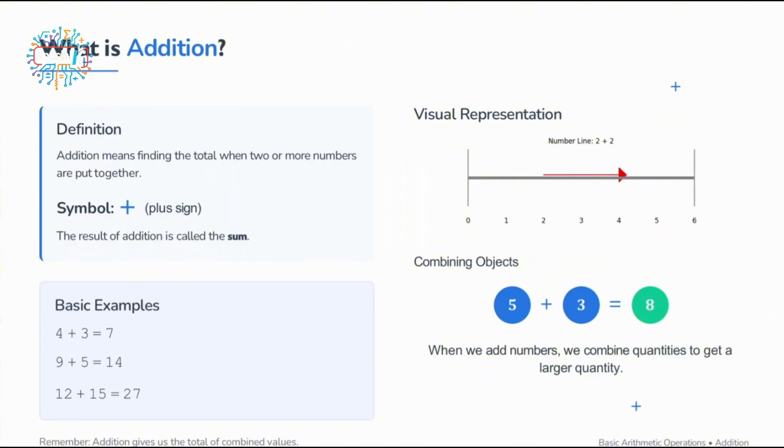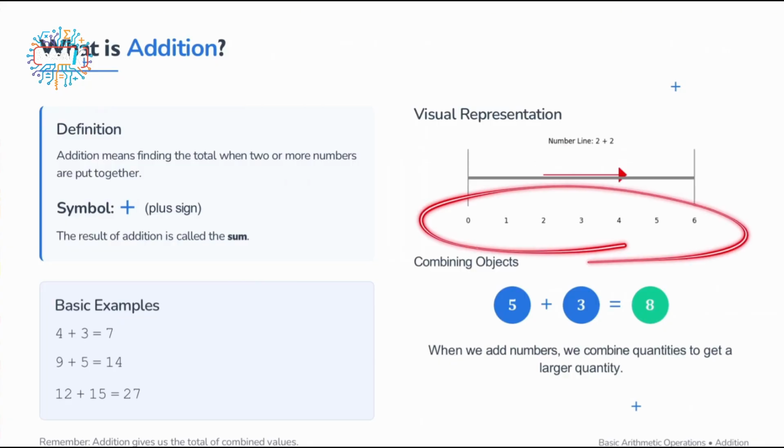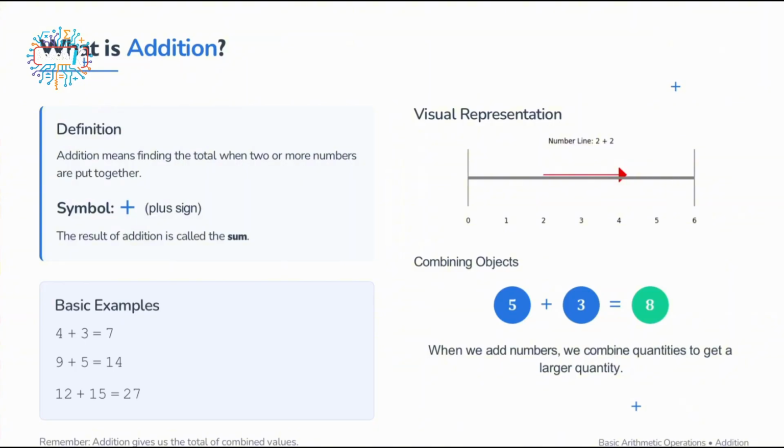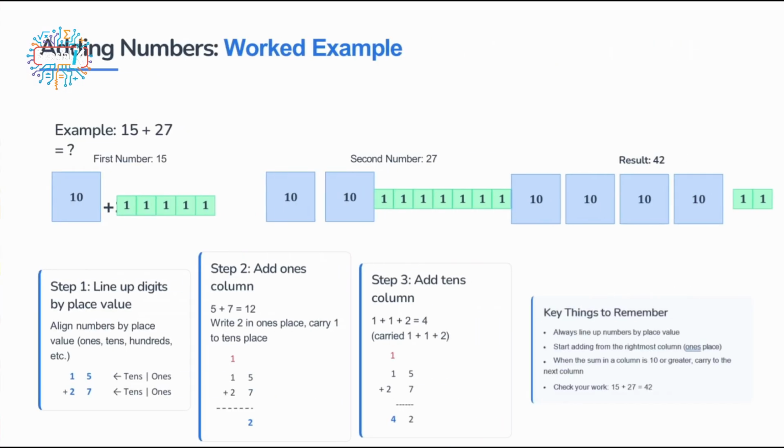For the visual one that we can see over here, we have a line, and on the line itself we have different numbers. So imagine that we are trying to find 2 plus 2. We put the first number at this point, and after that another 2 means that we have to take 2 steps from the beginning to the end. So that would be just the number 2 plus 2. And we have some basic examples. For example, 4 plus 3 is equal to 7, 9 plus 5 is equal to 14, and 12 plus 15 is equal to 27.